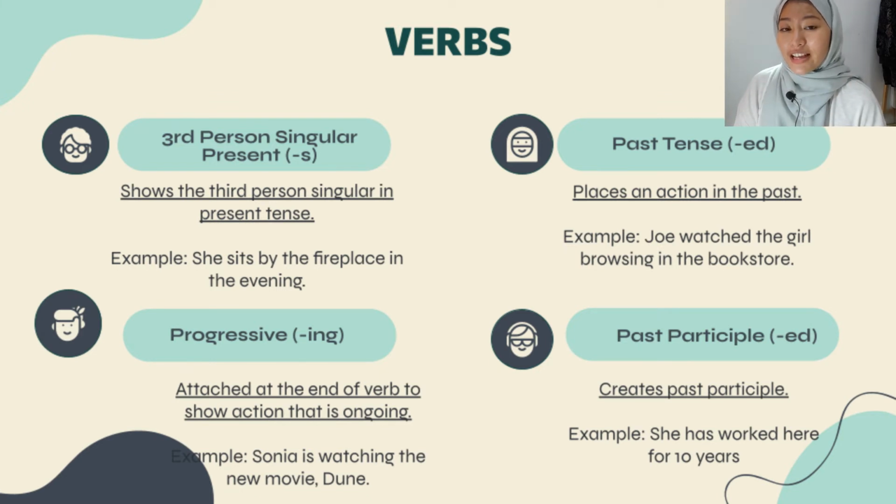The final inflectional category under verbs that we can see is the addition of -ed that results in the creation of a past participle. Don't get confused, although it might sound confusing, or you might wonder, what exactly is a past participle? To put it simply, a past participle is a participle that expresses a completed action. For example, we can say that she has worked here for 10 years. So the verb work that has had -ed added at the back of it turns into a past participle.